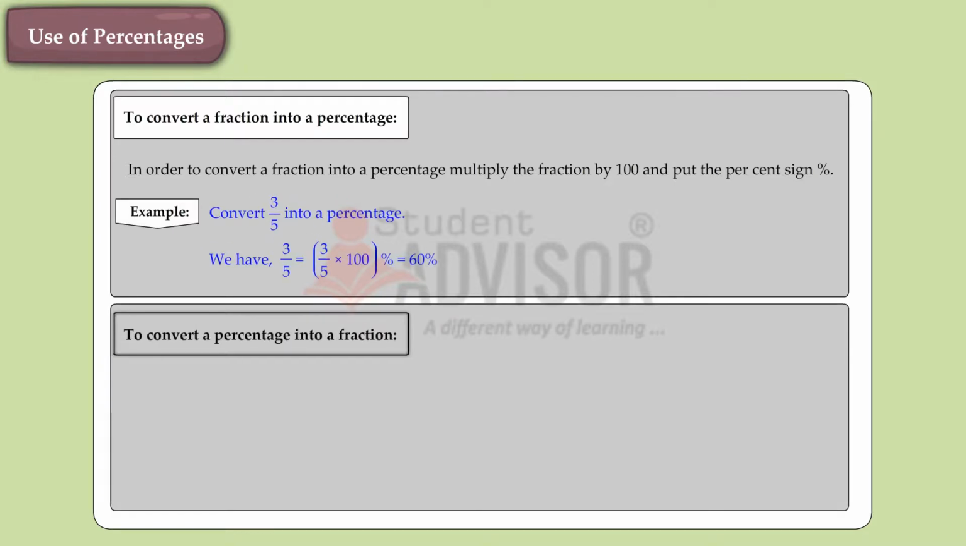To convert a percentage into a fraction, we divide it by 100 and remove the sign of percentage. Study the given example.